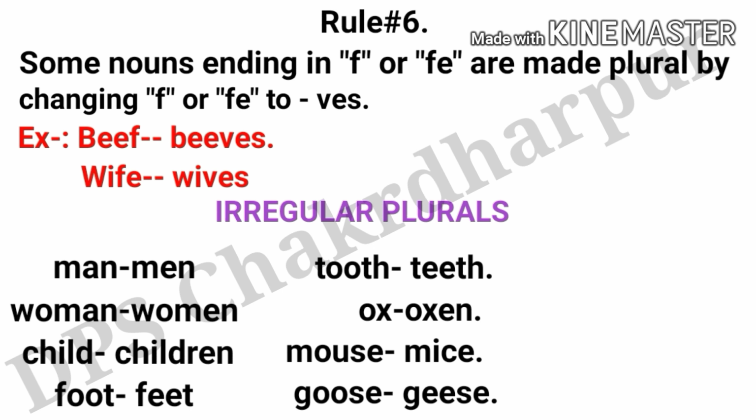So next one is your irregular plurals. So what are irregular plurals? Let's see. Man, men; woman, women; child, children; foot, feet; tooth, teeth; ox, oxen; mouse, mice; goose, geese. So these are examples of your irregular plurals, and it's very important to know. So let's move on to the next page. So here is your next page of this video.